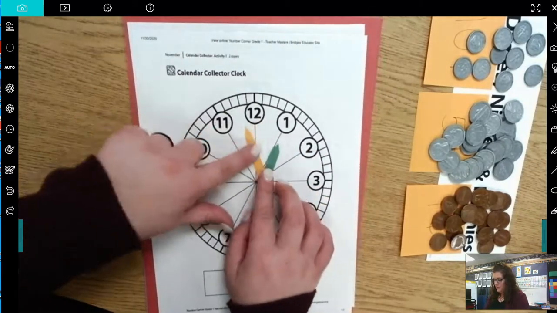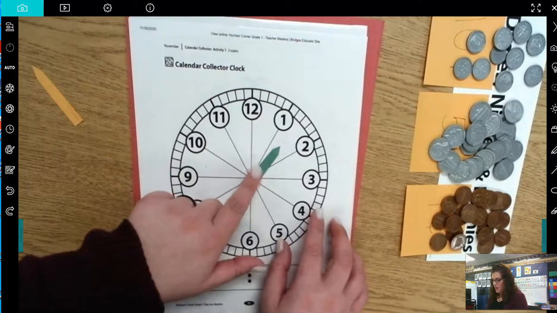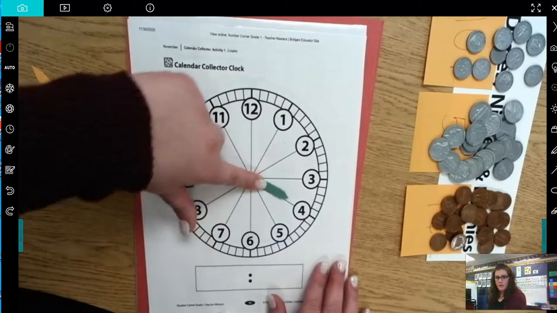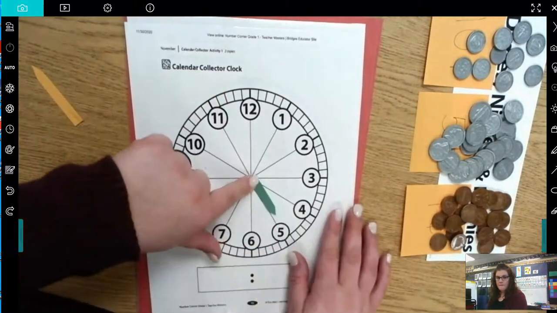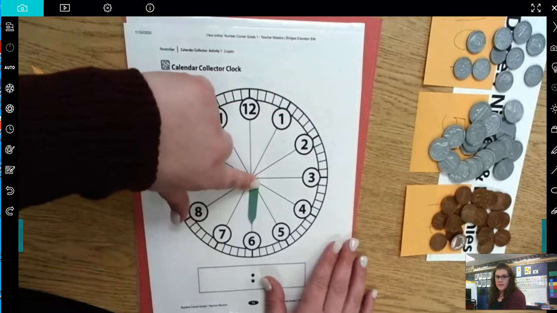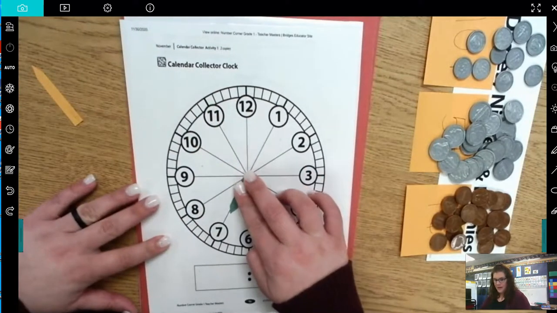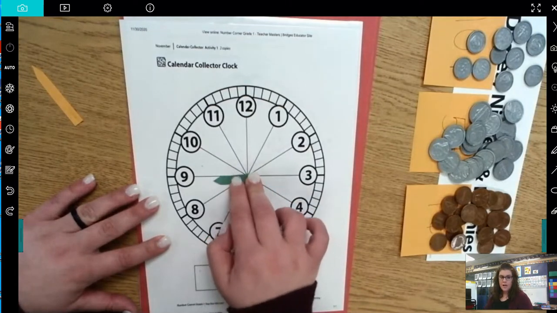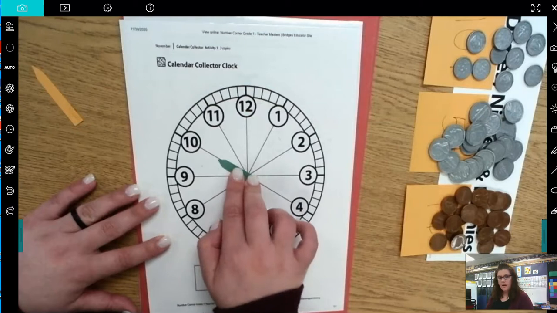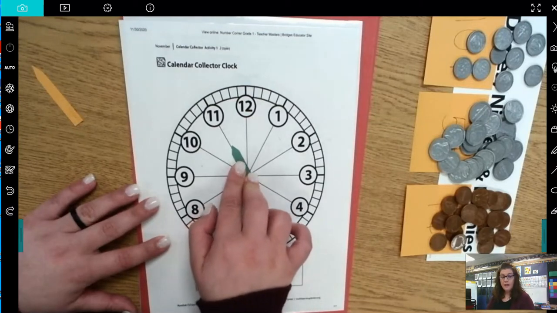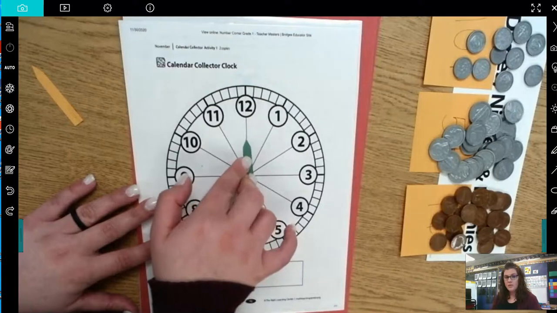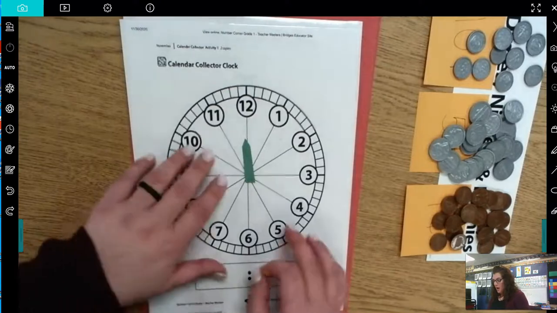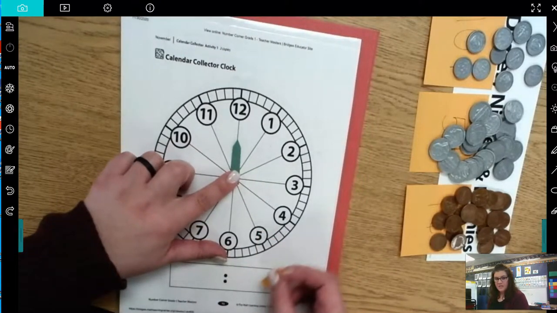Ready? 1 o'clock, 2 o'clock, 3 o'clock, 4 o'clock, 5 o'clock, 6 o'clock, 7 o'clock, 8 o'clock, 9 o'clock, 10 o'clock, 11 o'clock, and then finally back to 12 o'clock. Awesome. So when our hour hand is pointing to the 12, that means it's 12 o'clock.